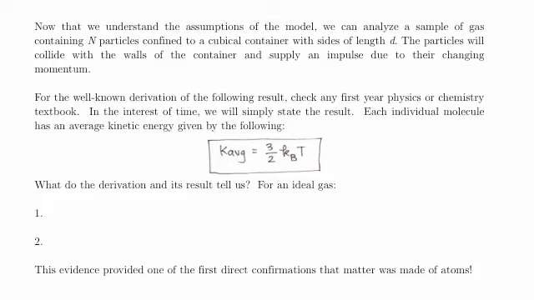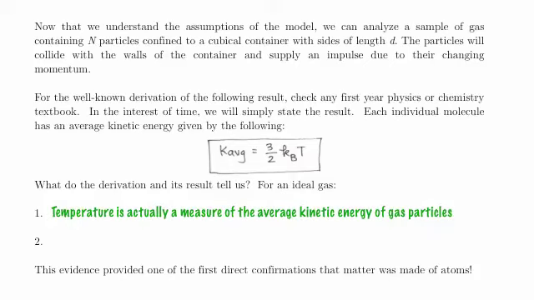So what does the derivation and this result tell us? Well, for an ideal gas, number 1, and perhaps most important, temperature is actually a measure of the average kinetic energy of individual gas particles. So when the temperature goes really high, we can say that those little gas particles are moving really fast. When the temperature is low, those gas particles are not moving fast, they're moving much slower.